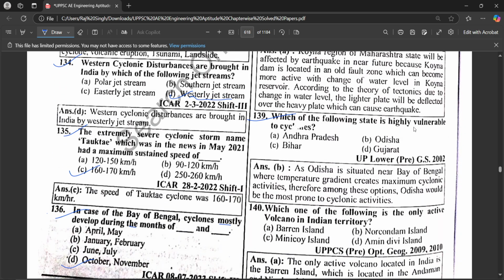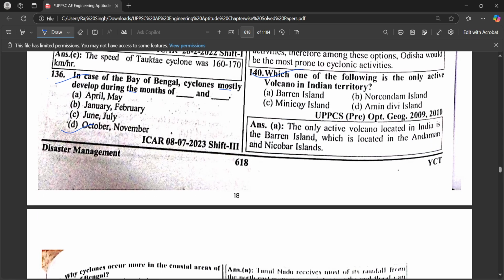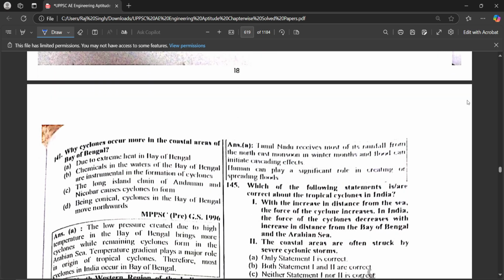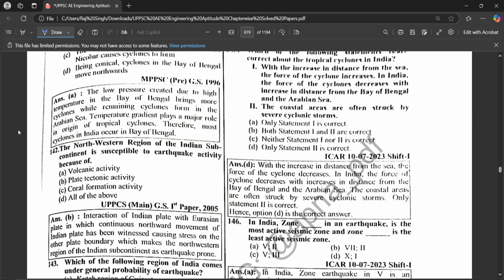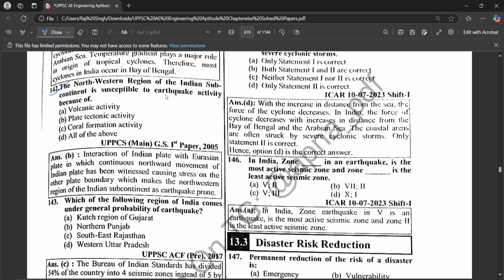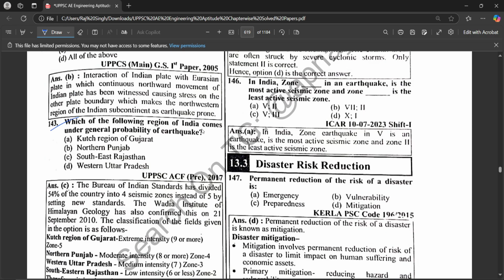Which of the following states is highly affected by cyclones? Odisha. Which of the following is the only active volcano in India? The Barren Island. Why do cyclones occur more in coastal areas of the Bay of Bengal? Due to extreme heat in the Bay of Bengal. The northwestern region of the Indian subcontinent is susceptible to earthquake activity because of plate tectonic activity. Which region of India comes under general probability of earthquake? Southeast Rajasthan.